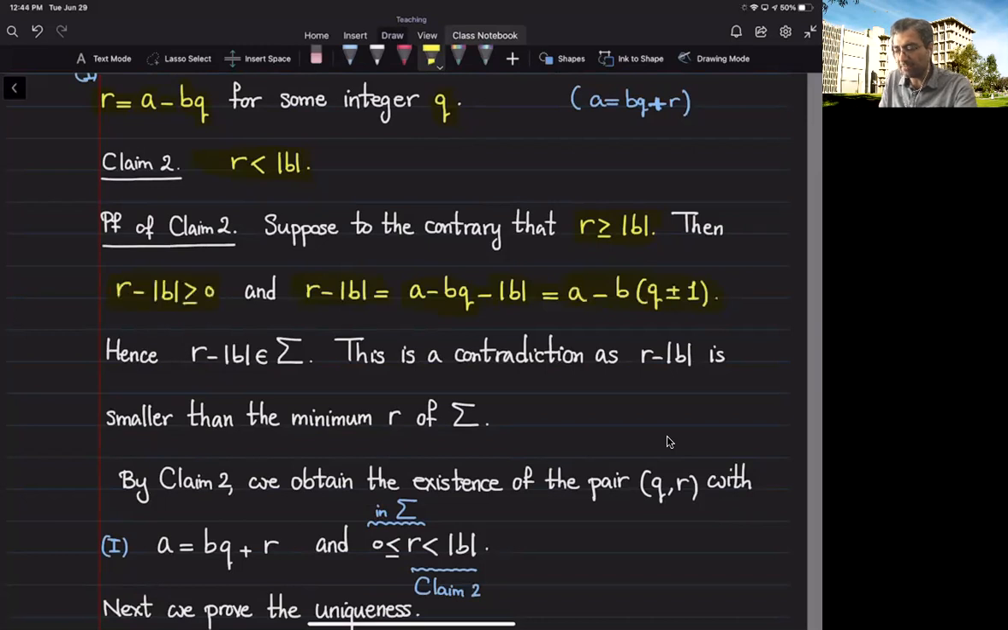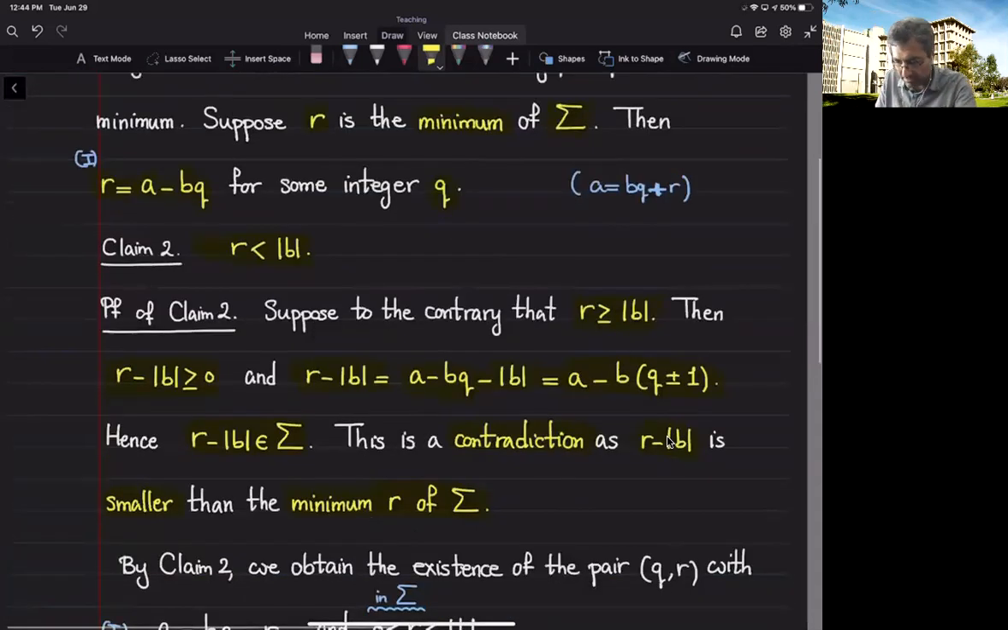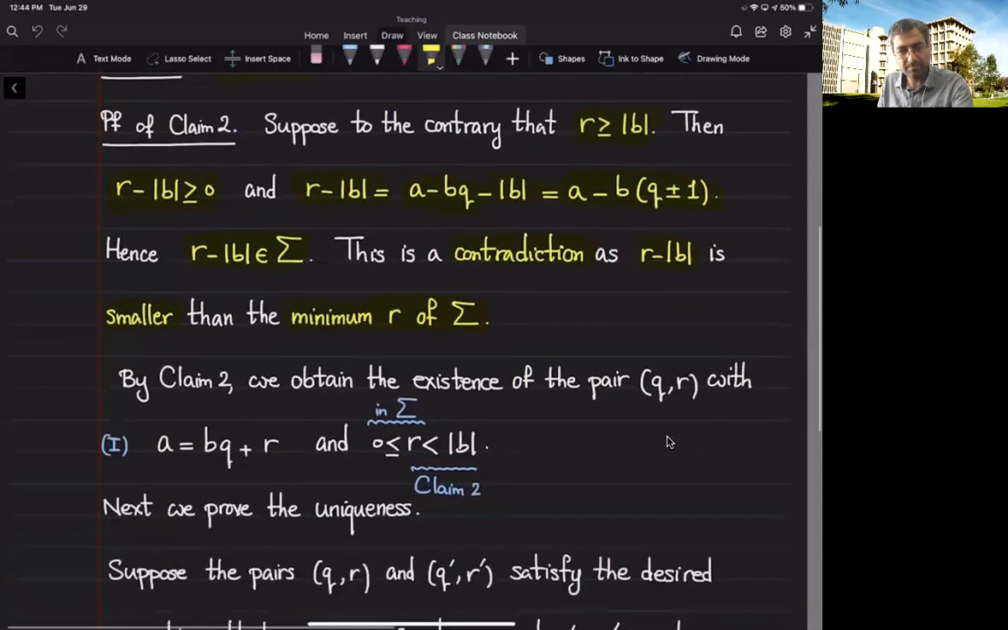It is non-negative, therefore it is inside sigma. Sigma consists of non-negative integers inside this arithmetic progression. And R minus absolute value of B is both non-negative and inside this arithmetic progression. This is a contradiction because R was supposed to be minimum among the elements of sigma. Now we found this guy, which is even smaller than R. And that gives me a contradiction. Now, what does this contradiction imply? It implies that R is strictly less than absolute value of B.